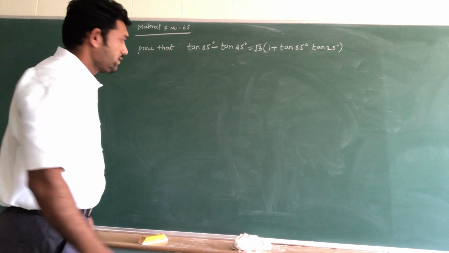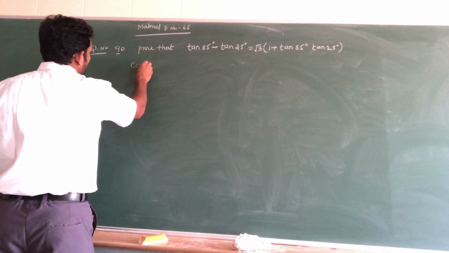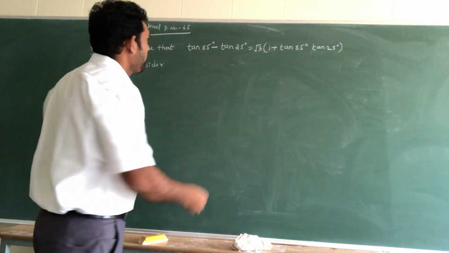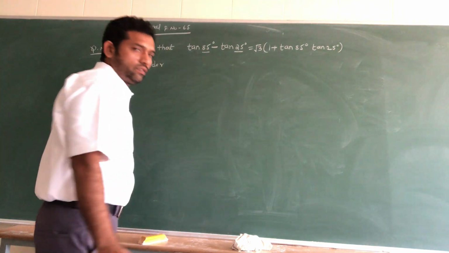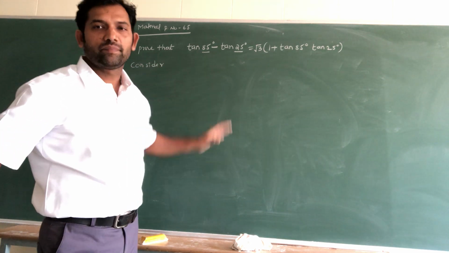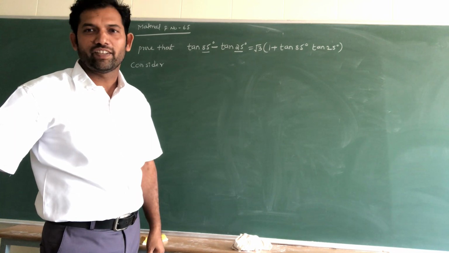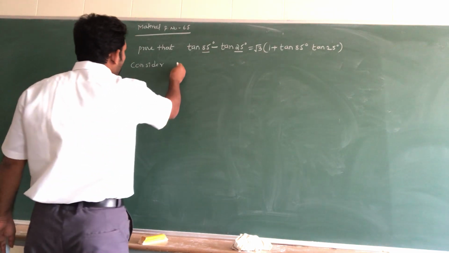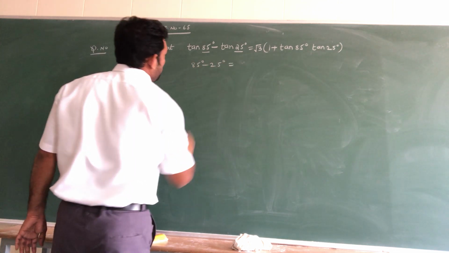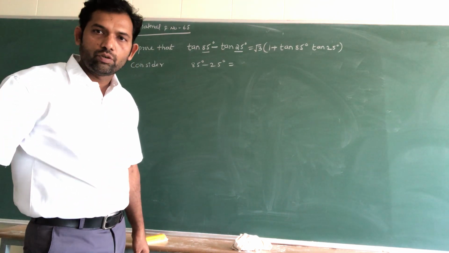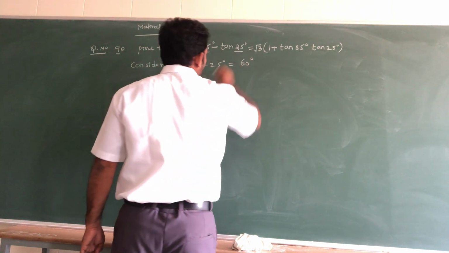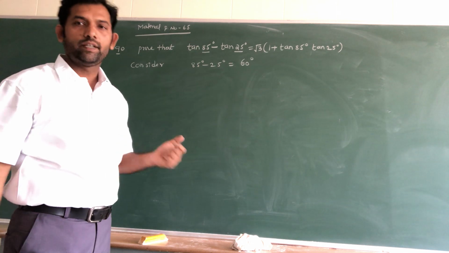Then what do we have to consider? Here, how many angles are there? Two angles: one is 85, another one is 25. On the left hand side, a difference is given, so you consider 85 degrees minus 25 degrees. How much is it? It is 60 degrees.